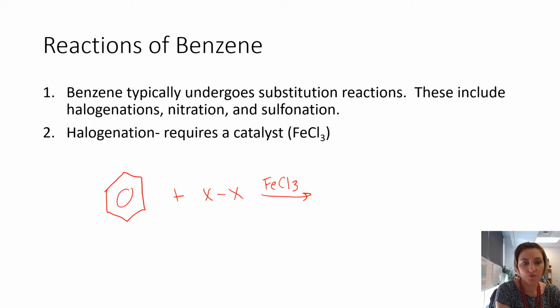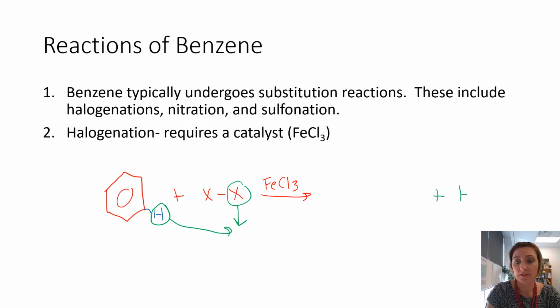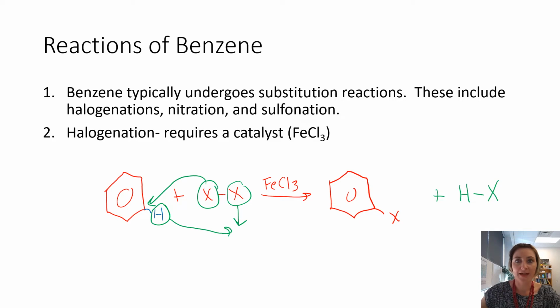So in this situation, I'm going to draw on here a hydrogen just to kind of emphasize what's going on. In a substitution reaction, we're going to remove a hydrogen from our benzene ring, and we're going to replace that with one of our halogens. So this hydrogen is going to come off the ring, and it's going to interact with one of our halogens, and that's going to produce our side product. So we are going to have a hydrogen halide as our side product. And then the other halogen is going to attach to the carbon where the hydrogen was. So our final product will be a benzene ring with a halogen on it.